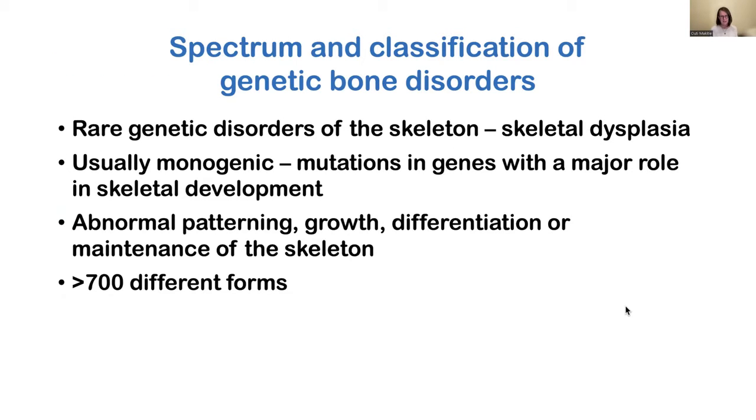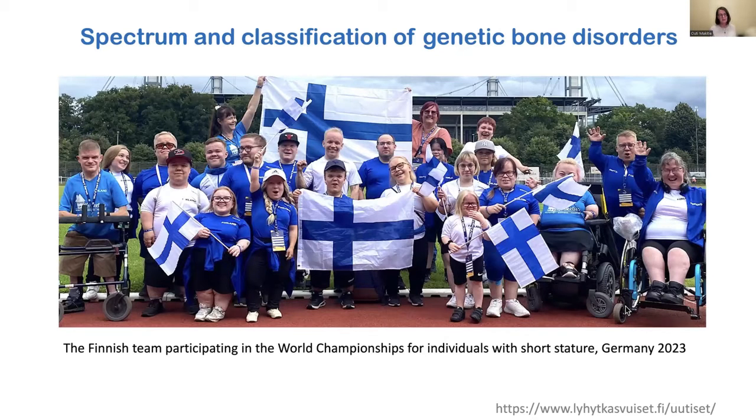Regarding the spectrum and classification of genetic bone disorders, we know that skeletal dysplasias are rare genetic disorders of the skeleton, and they are usually monogenic, meaning that there is a single mutation in a gene which has a major role in skeletal development, and this then leads to abnormal patterning, growth, differentiation, or maintenance of the skeleton. Presently, more than 700 different forms have been recognized, and the phenotypes are very variable, as you can see here.